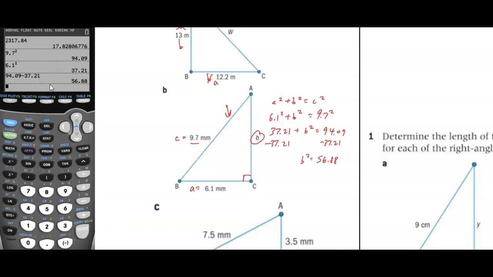Why don't we take the square root of both sides? Undo the squared. Square root of 56.88 is 7.54.